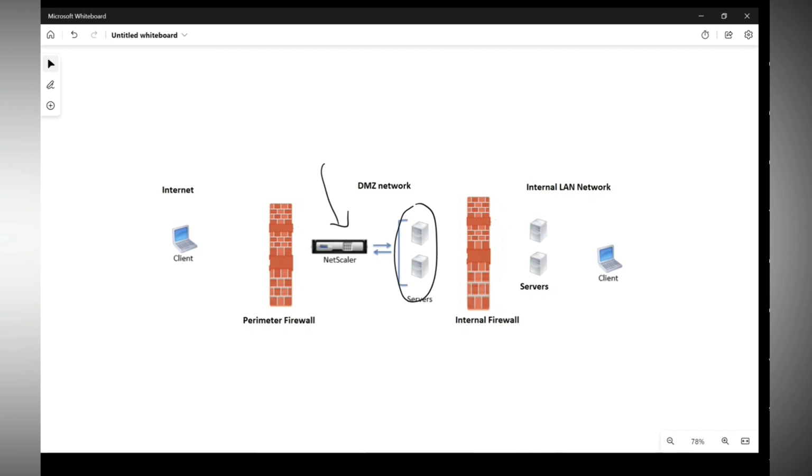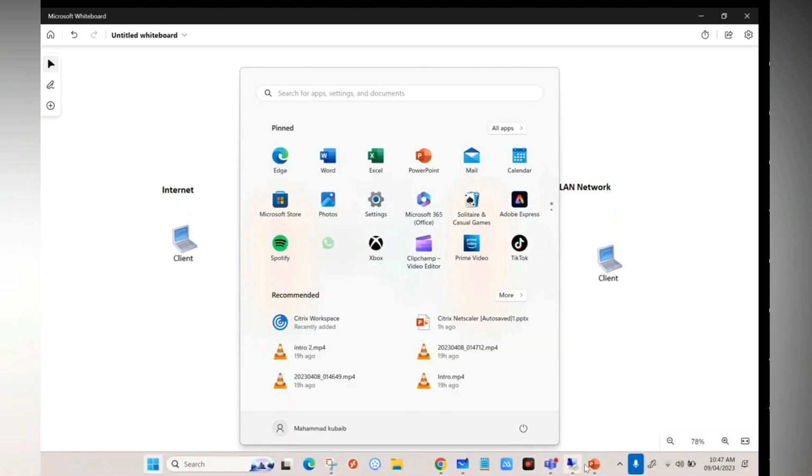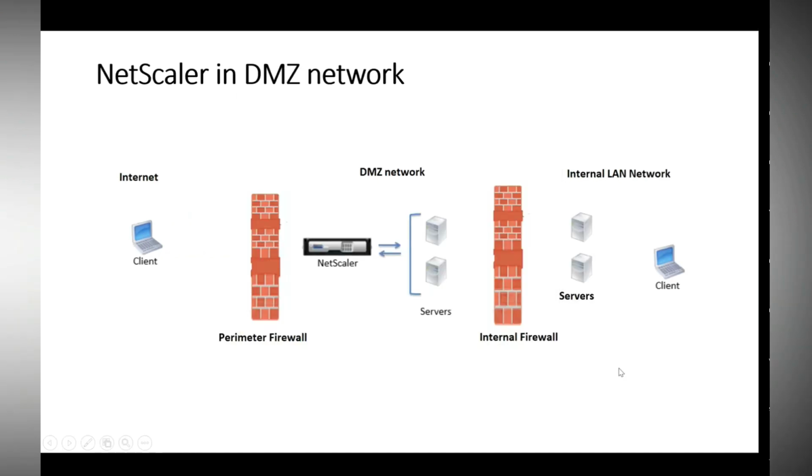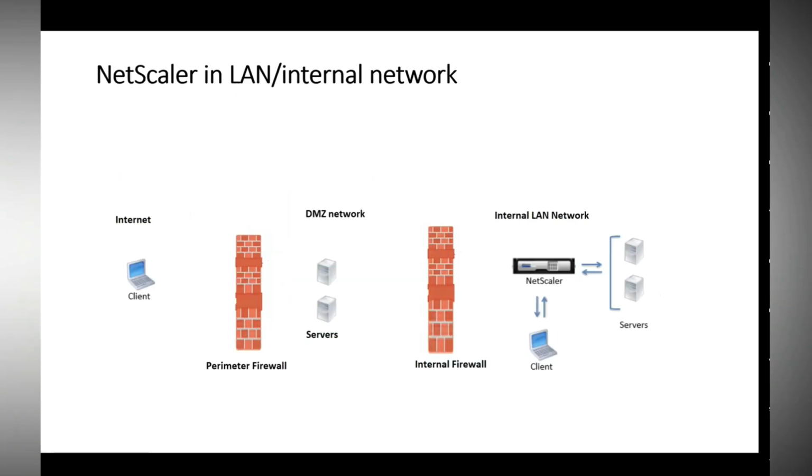This is one scenario, and the second scenario is NetScaler in the LAN or internal network. This is the scenario where your servers are in the internal zone itself. For example, your StoreFront server. You're not going to give that StoreFront server over the internet, right? Your StoreFront server is only for the internal users. In that case you need to deploy your NetScaler on the internal LAN network. You should not deploy on the DMZ, and you can do the configuration. It has to be on the internal network itself.